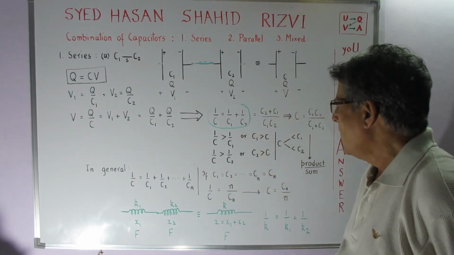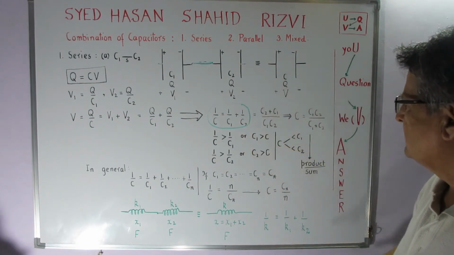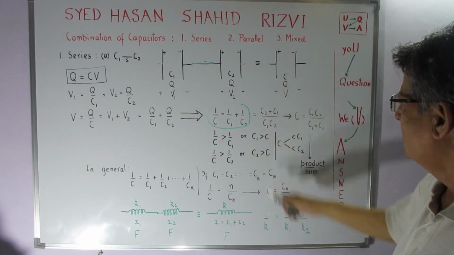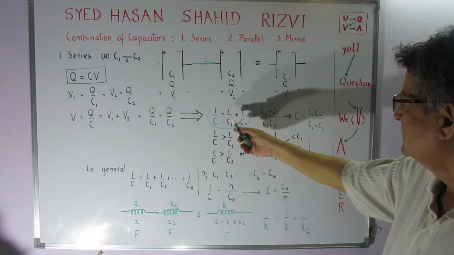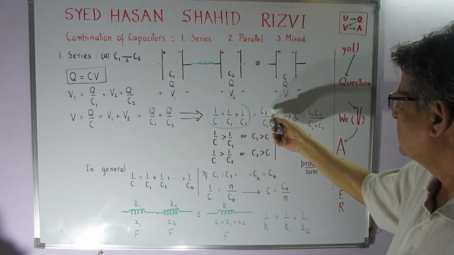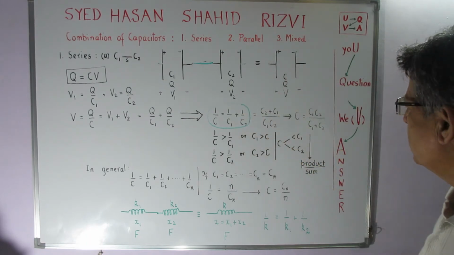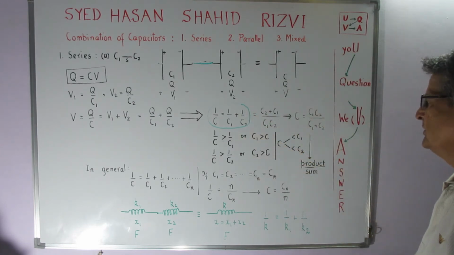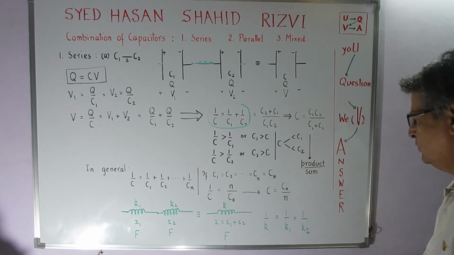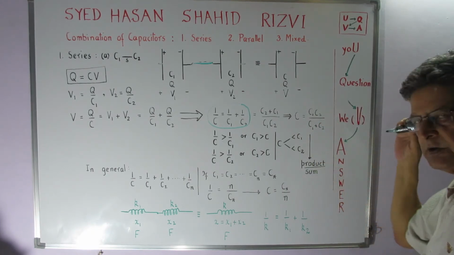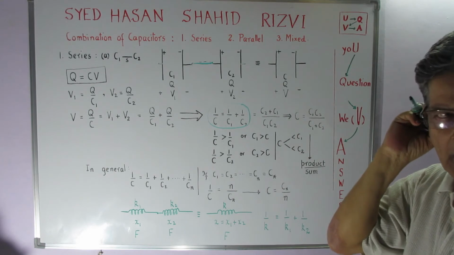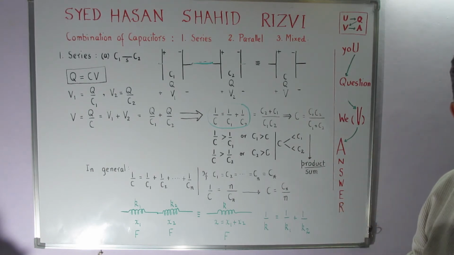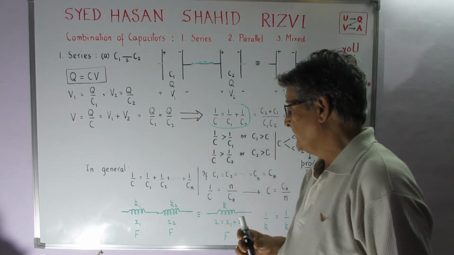And now if I take the LCM of C1, C2, I will get C1 C2 over here, and then I multiply these two, then I will get C2 plus C1. Okay, which means if I reverse it, I will get the value of C as C1 C2 upon C1 plus C2, which I can say is product upon the sum for a couple of capacitors in series.